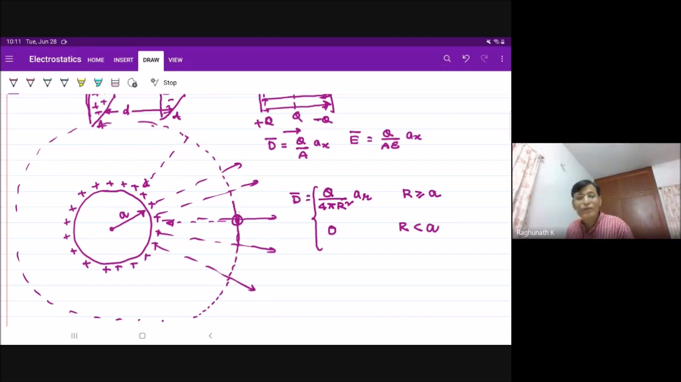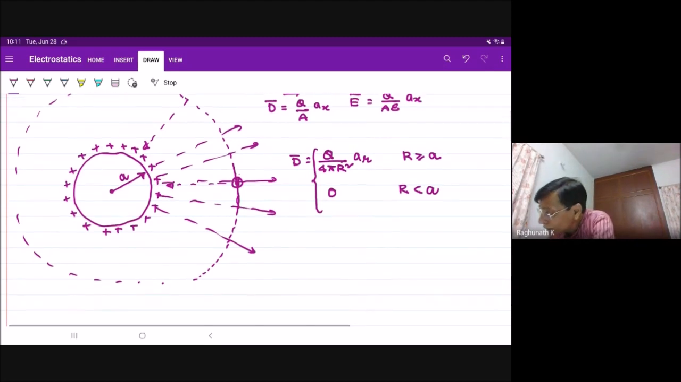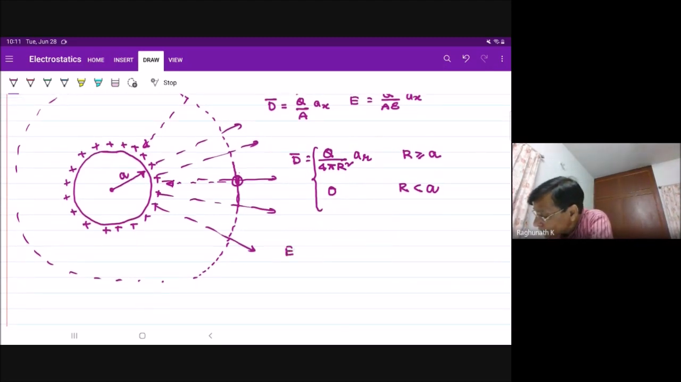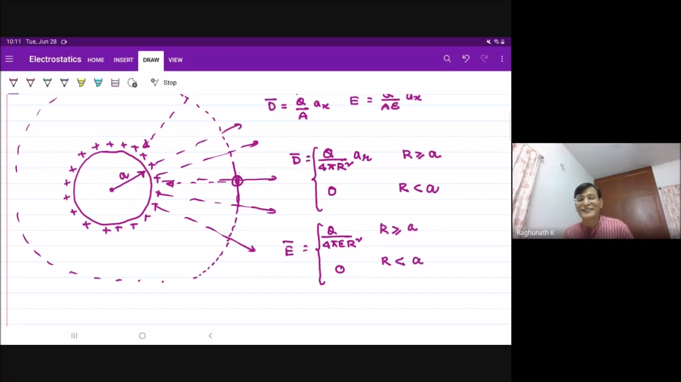Right? Electric field intensity is what? E bar is equal to Q by 4 pi epsilon r squared for r greater than or equal to a, 0 for r less than a. Carefully see this. This is good, actually.